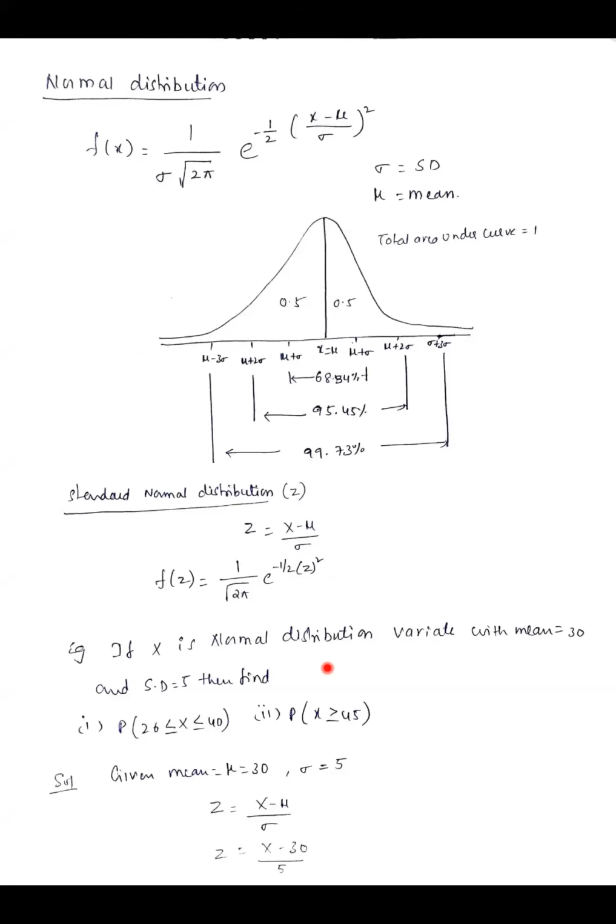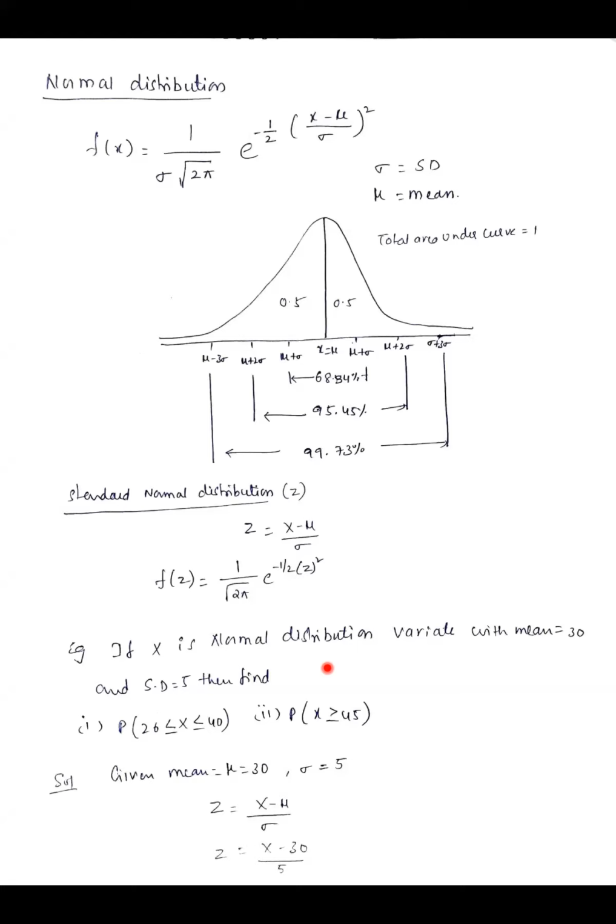Okay, that's about the Poisson distribution, and next we'll see the normal distribution, which is represented by the equation f(x) = 1/(sigma root 2 pi) times e to the power of minus 1/2 times ((x minus mu)/sigma) whole squared. Here sigma is the standard deviation and mu is the mean.